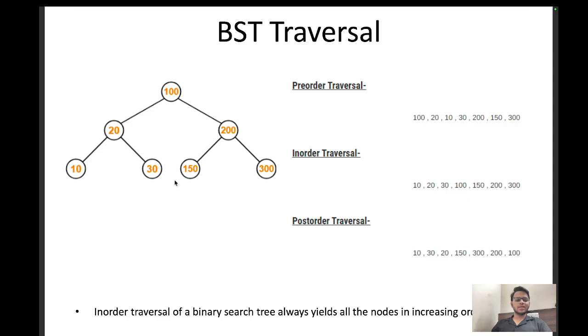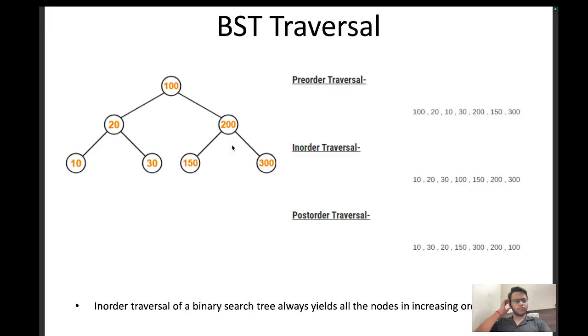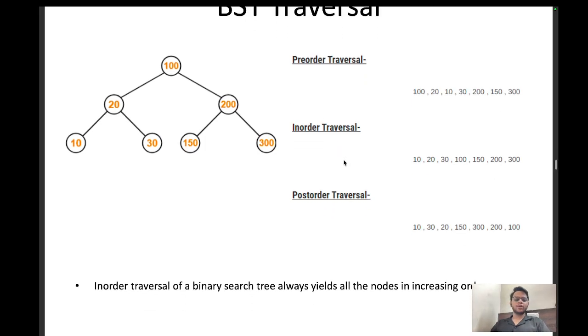If we look at the right subtree, then 200 is the parent node, and 150 and 300 are the children of this parent node. For 200, the left child is 150 and the right child is 300. If we arrange it in a particular sequence, then we get 100, 20, 10, 30, and 200, 150, and 300. So this is the correct sequence that we will get for pre-order traversal.